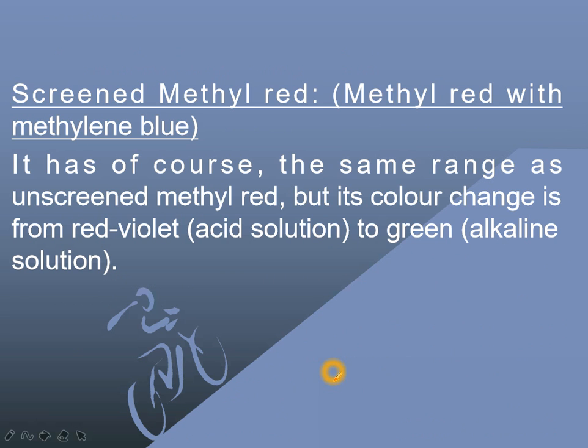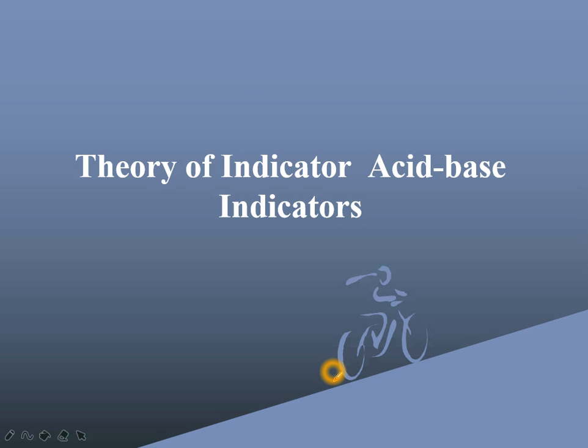Second example is screened methyl red. It is methyl red with methylene blue, and the same range as unscreened methyl red, but its color change is from red violet to green. That is red violet in the acid solution and green in the alkaline solution.